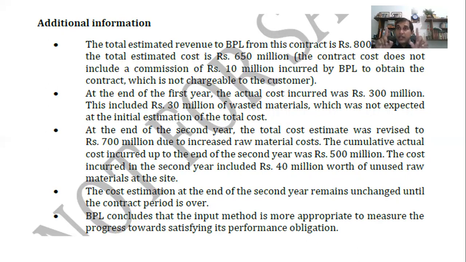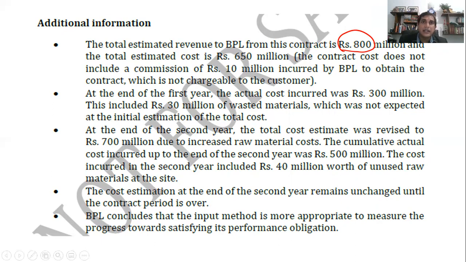Now with that given information, you need to decide whether that particular contract's performance obligations are satisfied over a period of time, or else satisfied at a point of time. That's why that information is given, right? Okay, additional information. The total estimated revenue to BPL from this contract is 800 million. So that is the revenue of that particular contract.